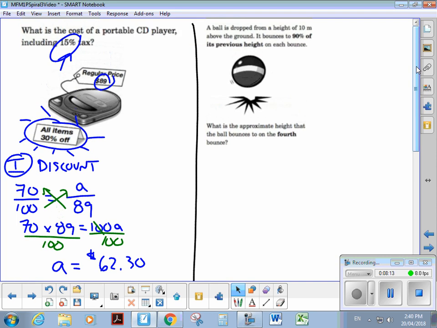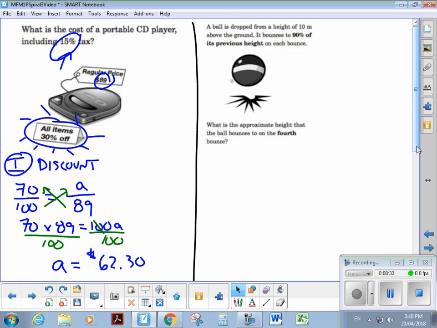A ball is dropped from a height of 10 meters above the ground. It bounces to 90% of its previous height. What is the approximate height the ball bounces to on the fourth bounce? All right, fourth bounce. So this one, a little bit of a trick here.